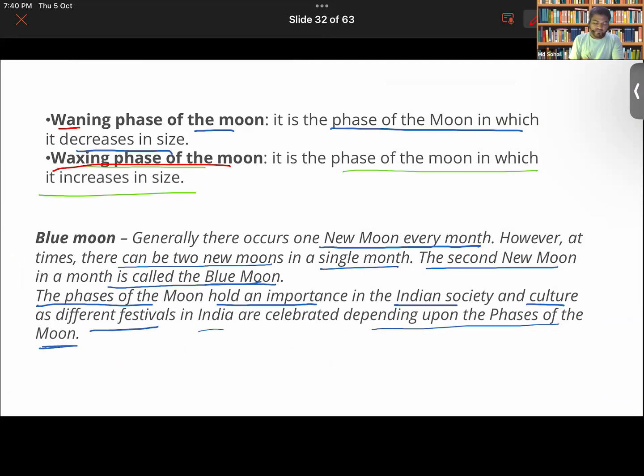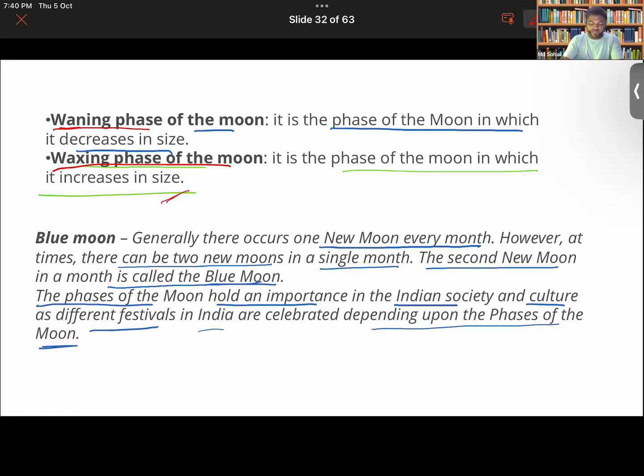And when it decreases, that is called the waning phase. Waning is just the opposite. Waning is when the size of the moon appears to be decreasing, from full moon to new moon. And the waxing phase is when the size of the moon appears to be increasing. Yes, sir. Okay.